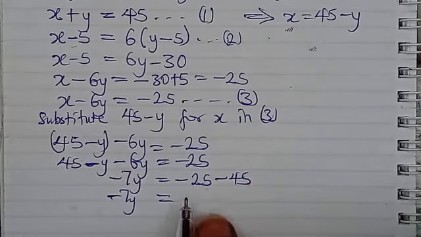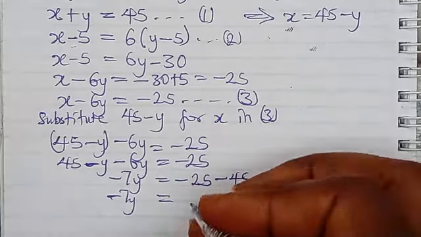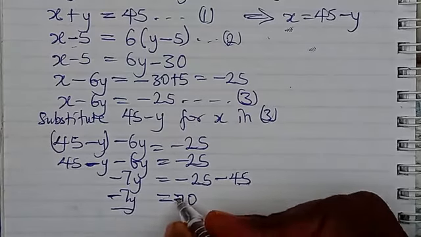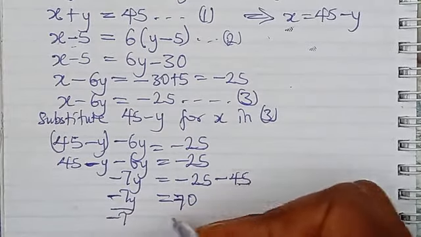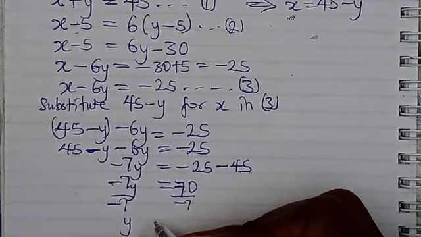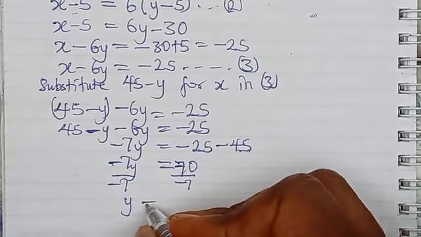25 plus 45: 5 plus 5 is 10, 2 plus 4 is 6. So that is minus 70. We divide both sides by minus 7. So we have that y is equal to 10.